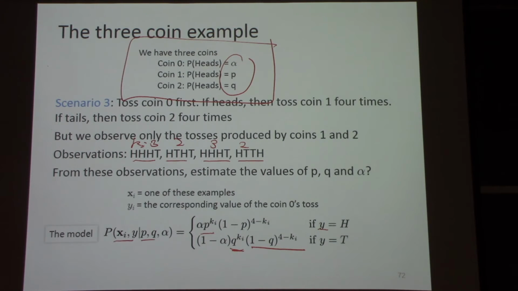Is this the generative model for the observations? It's exactly the generative model. That's a good point. This is the generative model for the observation. This simply says, here is how the data was generated. First you toss coin 0, and then you toss coin 1, and the probabilities are defined to be the following. This slide entirely defines the generative model.